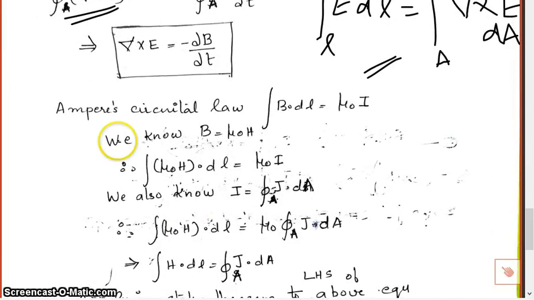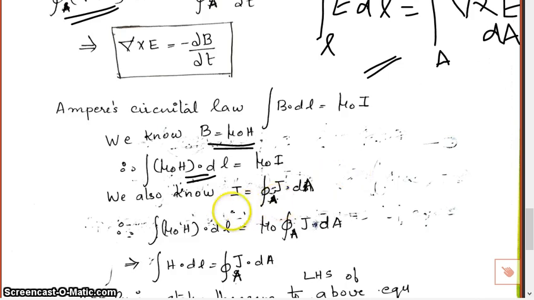Now next we will start with Ampere's circuit law, which we already studied. Integral B dot dl is equal to mu 0 I. We also know B is equal to mu 0 H if the medium is air. So I am substituting B here, that is mu 0 H dl is equal to mu 0 I. Mu 0 H dot dl is equal to mu 0 I.